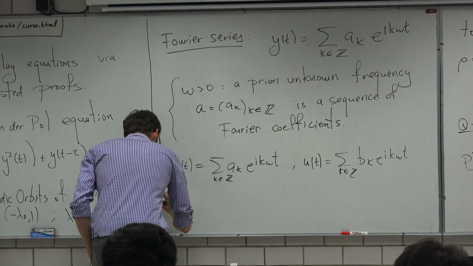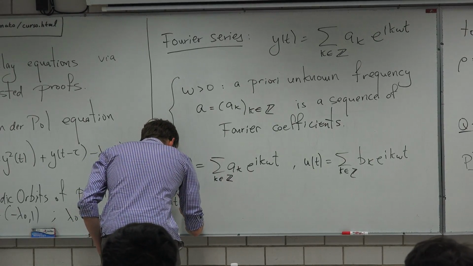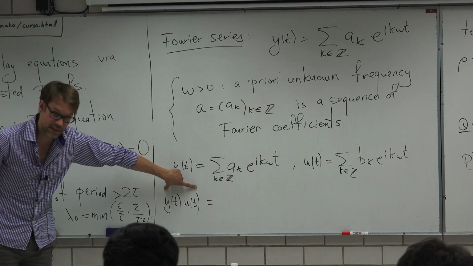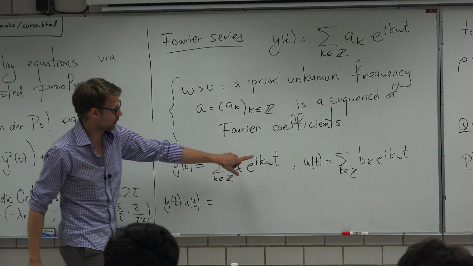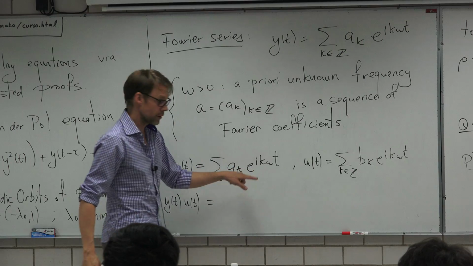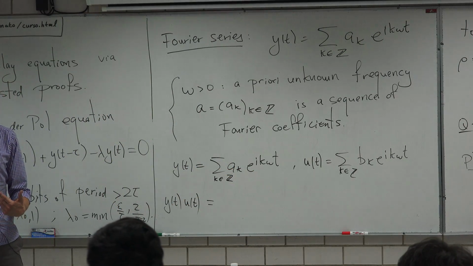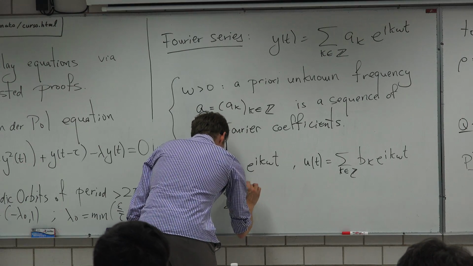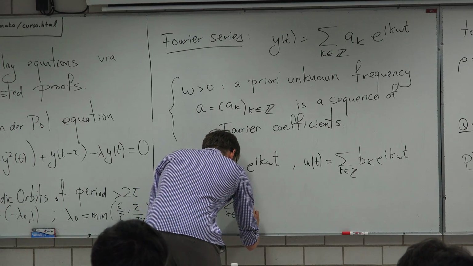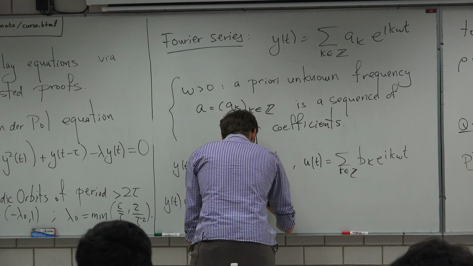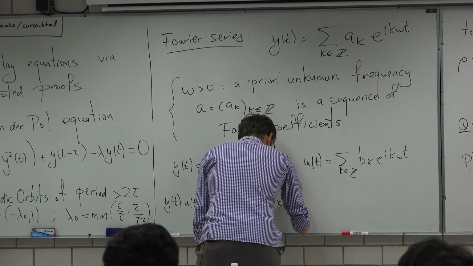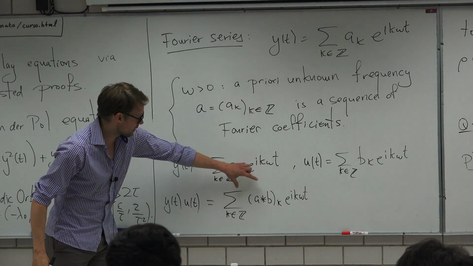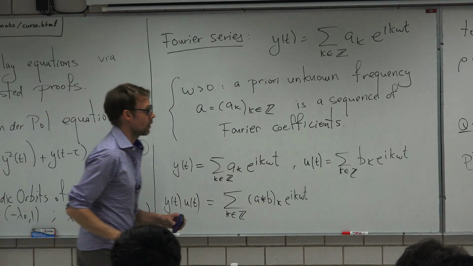So y of t times u of t. I want to look for the Fourier coefficients. Clearly, this is still a periodic orbit of period 2 pi divided by omega, because these are both 2 pi divided by omega periodic functions. I multiply them together, it's still periodic. And I'm going to have a star b sub k of e to the i k omega t, where this is now the discrete convolution. So I'm going to write it down.